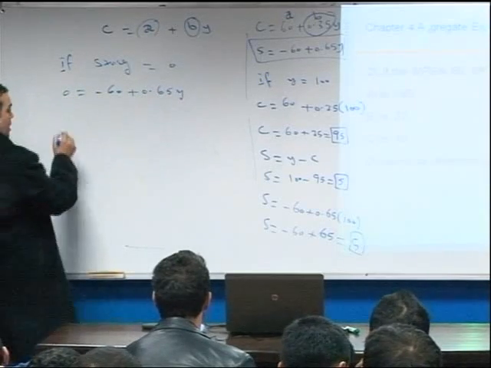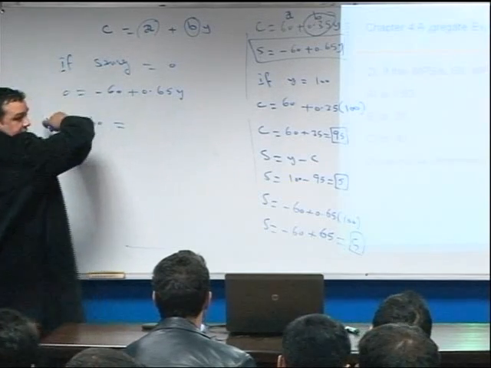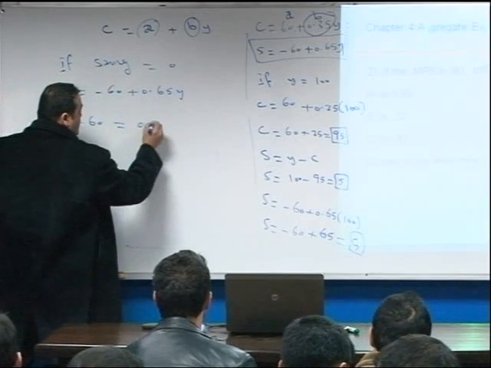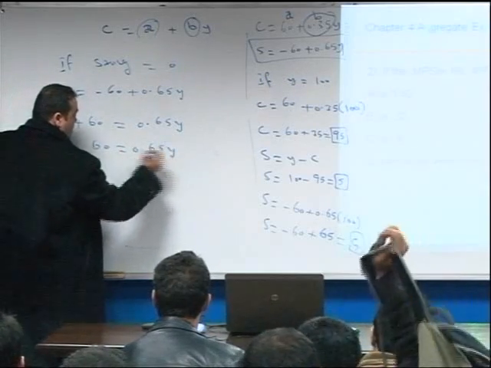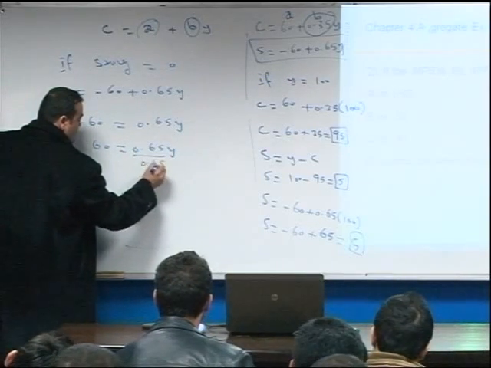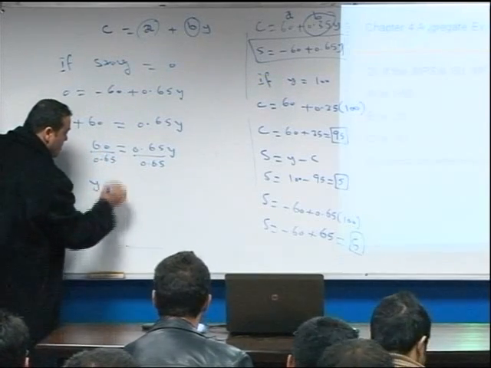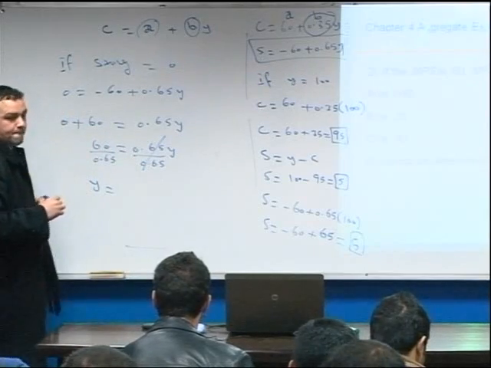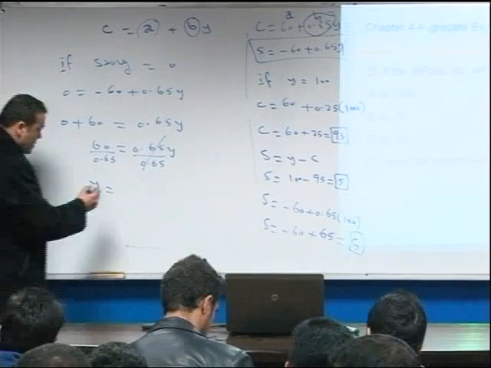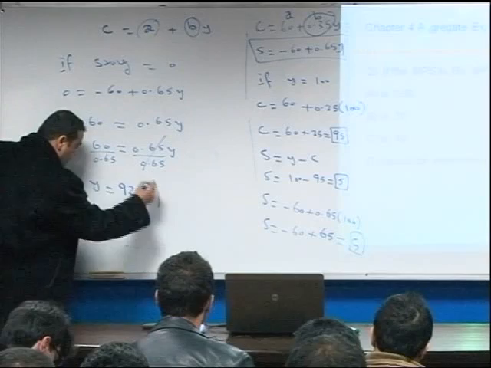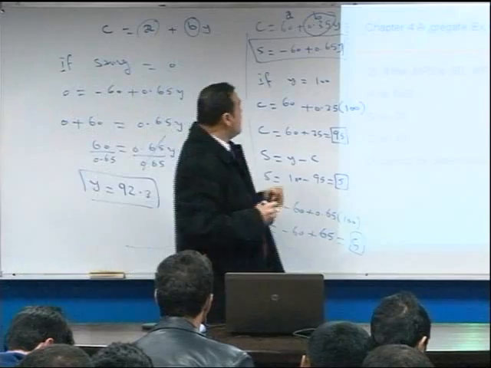So 0 plus 60, I'm shifting it, transferring it, right? Equals 0.65 Y. So 60 equals 0.65 Y, then Y equals how much? Do the calculations. 60 over 0.65 equals how much? 92.3. This is Y. Right? Okay.